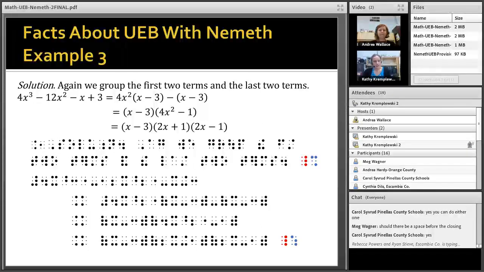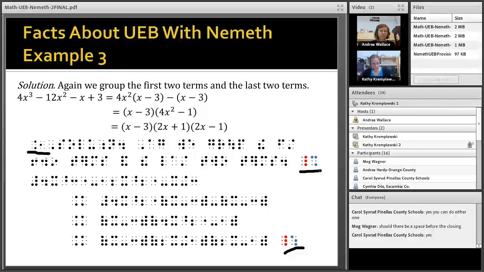All right. So with this one, we've got solution. Notice that we've got the italicized word symbol, and then solution. And then again, we group the first 2 terms and the last 2 terms. Notice with this one, put the opening Nemeth indicator on the previous line. And so then we can start the Nemeth code after that. And the whole thing stays in Nemeth until the very end. And we don't have to close it until the end.